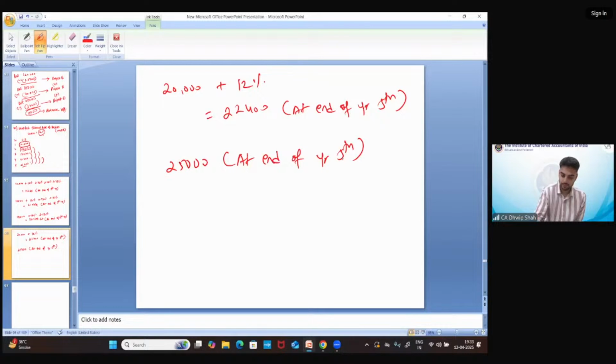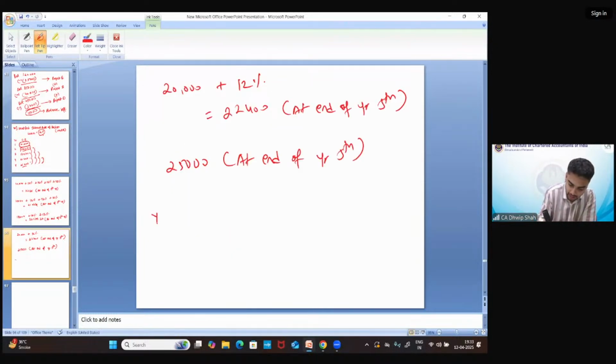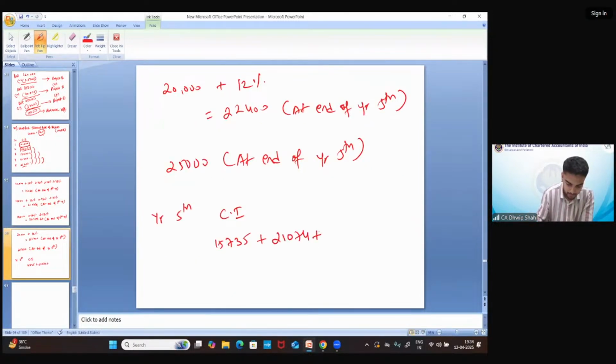Any doubts so far? Any queries? So have you noticed that I have brought all the individual cash inflows to only a single cash inflow at the end of year 5th? Meaning, for year 5th, my cash inflow would be 15,735 plus 21,074 plus 22,579 plus 22,400 plus 25,000. So we have brought all the individual cash inflows to only one single cash inflow at the end of year 5th. And how much is this total?